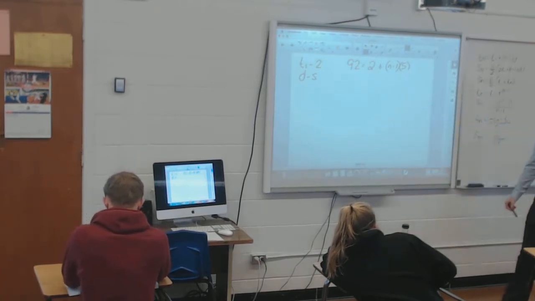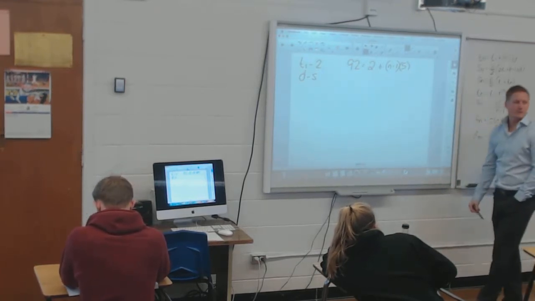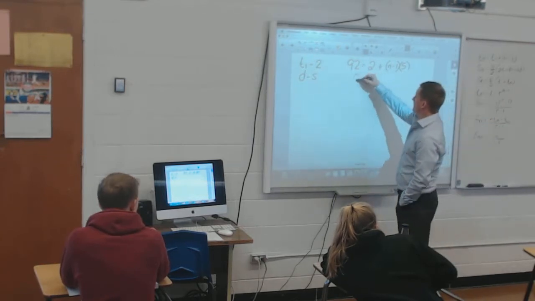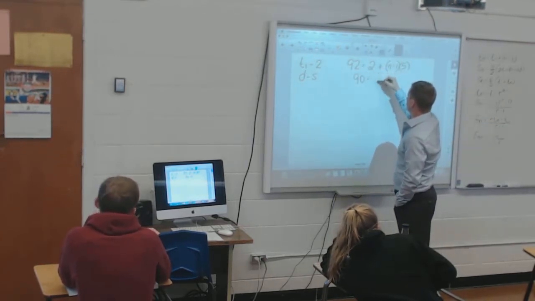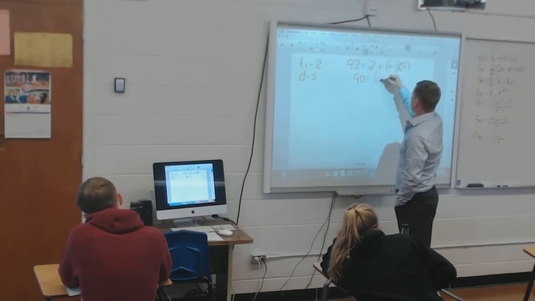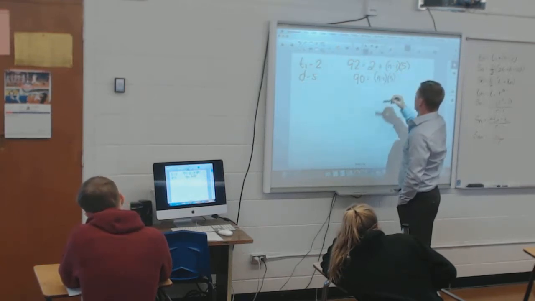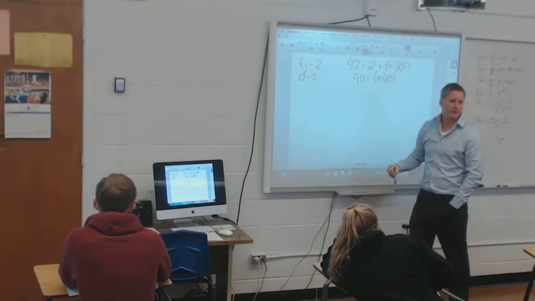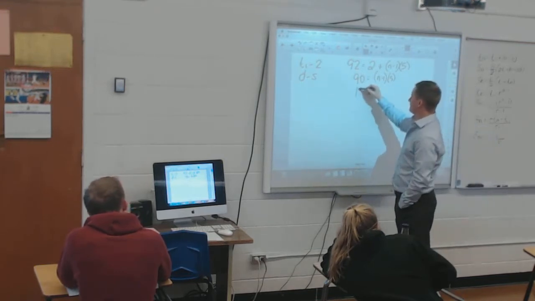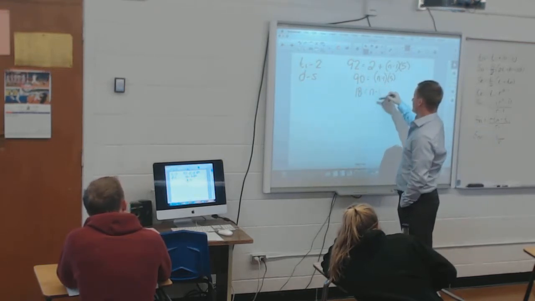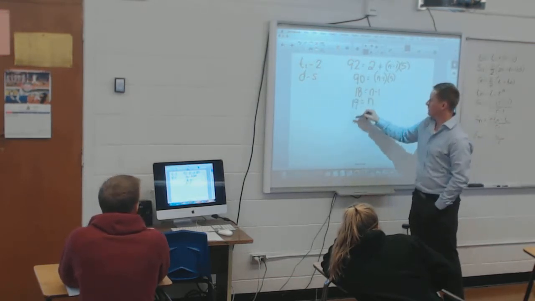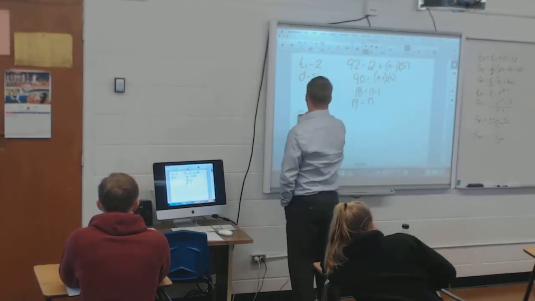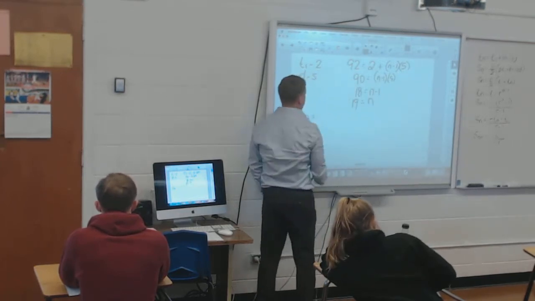So what do I do first? Take away 2. 90 equals (n minus 1) times 5. Divide by 5, what do we get? 18 equals n minus 1. n equals 19. So I need the sum of the first 19 terms.